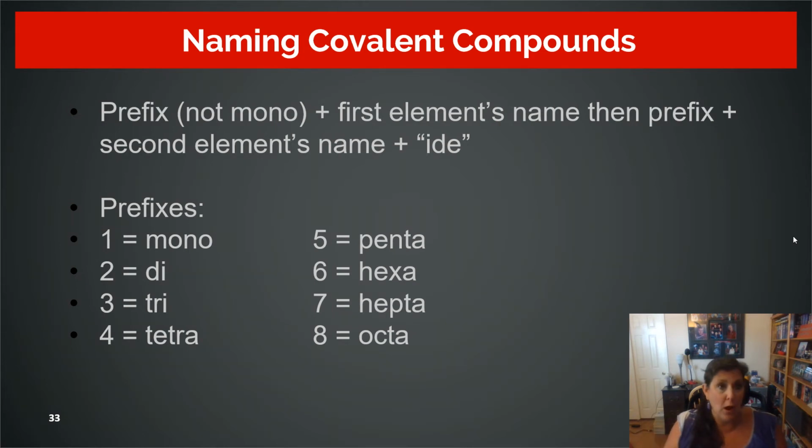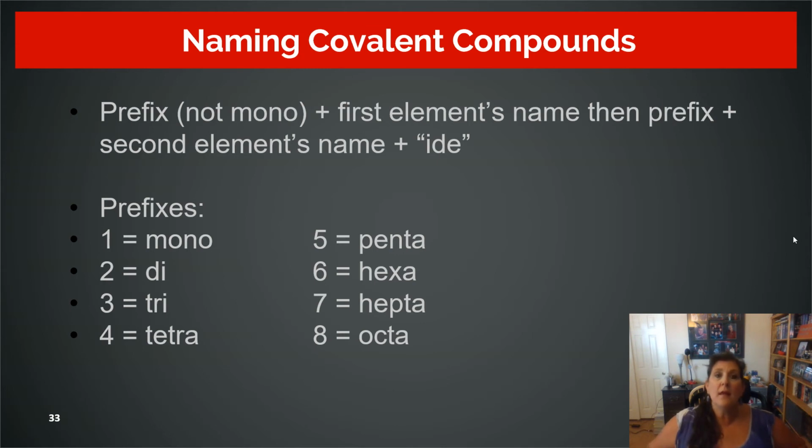1 is mono. You probably knew that. 2 is di, not bi like bicycle, but diatomic, 2, di. 3 is tri, like tricycle. 4 is tetra, like the game Tetris, but not quad, it's tetra. Tetra is 4. 5 is penta, like the Pentagon. 6 is hexa, like a hexagon. 7 is hepta, with a P in there, hepta. And 8 is octa, like octopus.